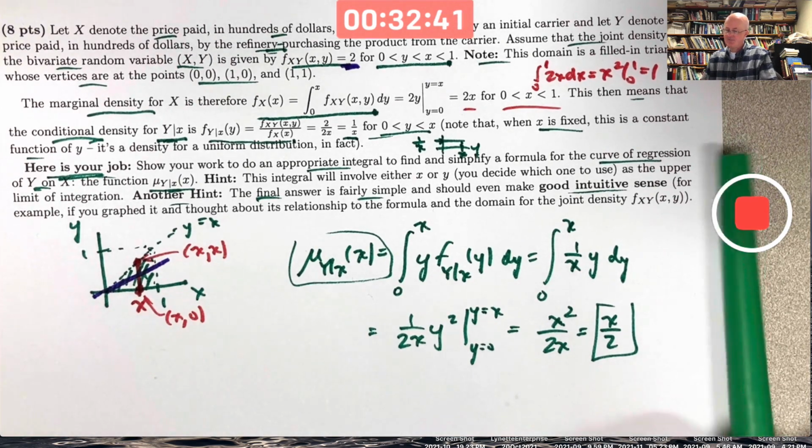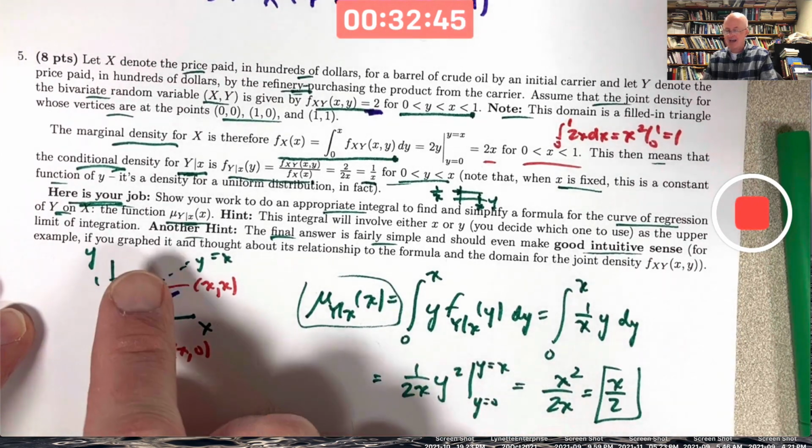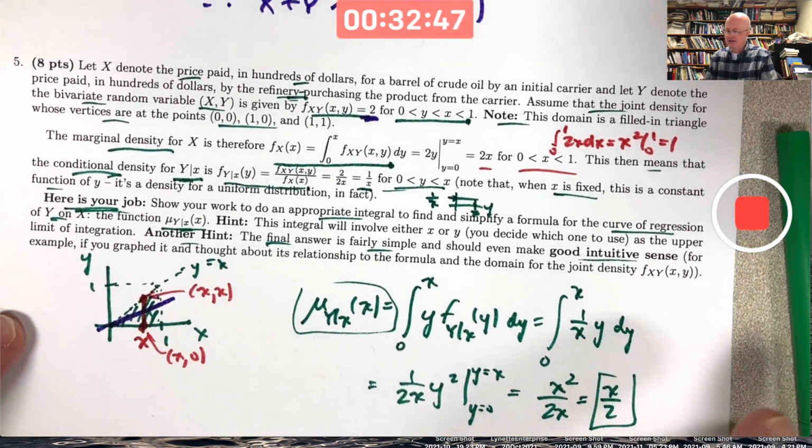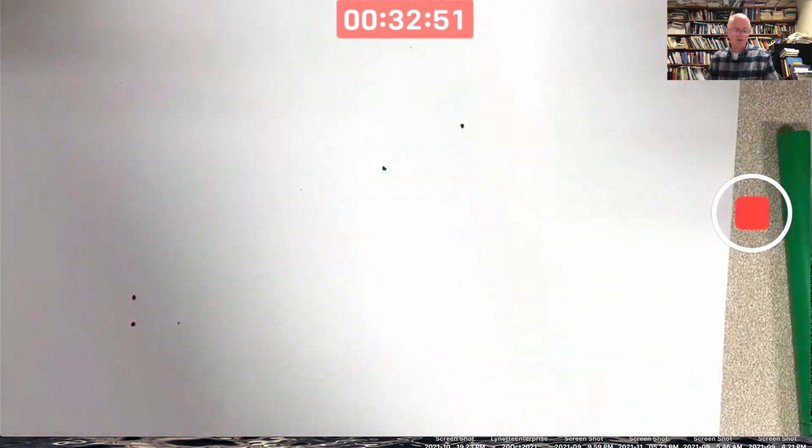All right. You might want to try to find the other curve of regression, for x on y. I don't think it's guaranteed to be linear in that case, but I'm not sure. I'm thinking of another example. Maybe it would be. But go ahead and work to find it. On to the next page, number 6.